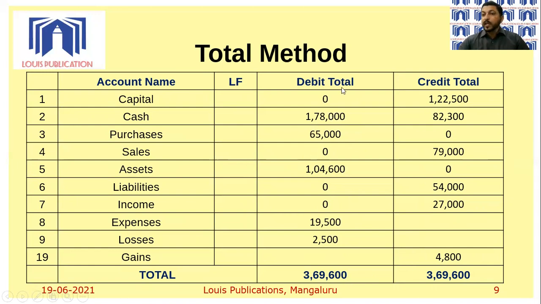So here we are taking only the total of an account, both the debit and credit, and we are simply writing it down. We are not balancing. See, capital account is showing no entry, 0 debit total. Credit total is 1,22,500. So when we come to balance, it will show a credit balance of 1,22,500. So cash, debit minus credit, the difference, whatever is there, 95,700. That will show debit balance because debit total is more. Purchases will show debit. Sales will show credit. Assets will show debit. I mean to say balance as we move it. So only the totals are taken over here.